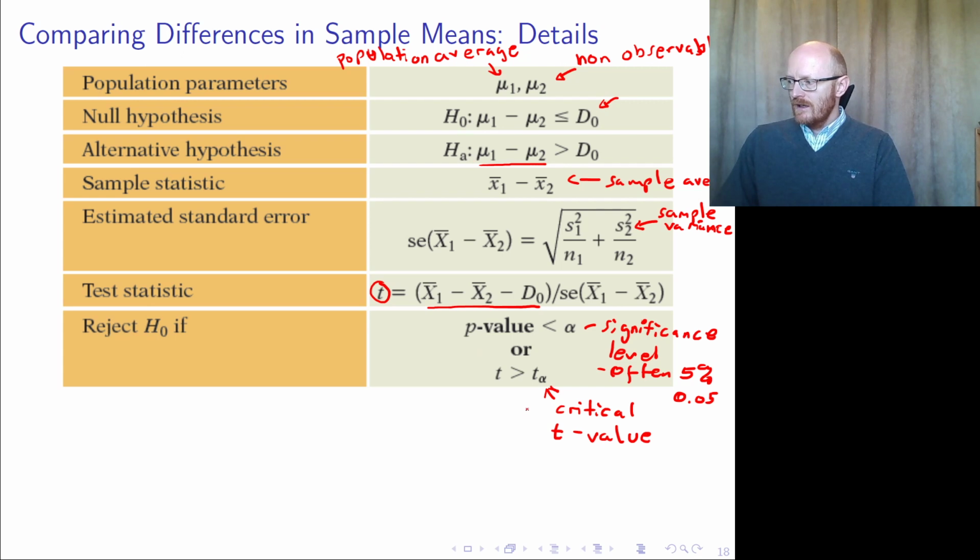And this critical t-value is found by looking at your significance level and your sample size, okay? Or the degrees of freedom, I should say.